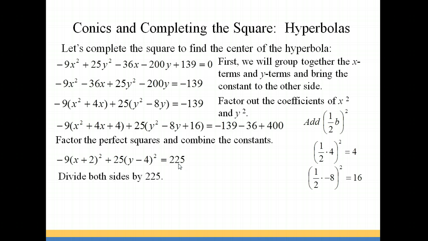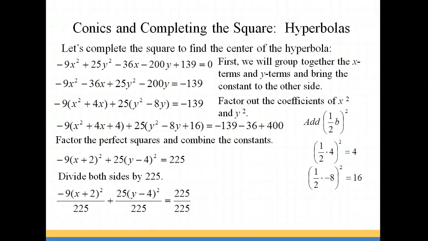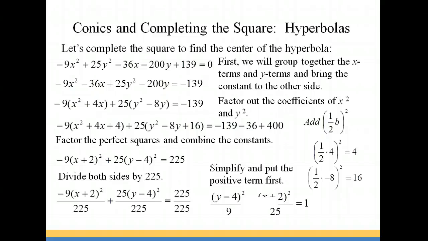Now we're going to divide both sides by 225. And we're doing that so that we get the equation set equal to 1. And we're also going to simplify and put our positive term first. So our positive term in this case is the y term. So where we had 25 over 225, that simplifies to 1/9. And where we have 9 over 225, it simplifies to 1 over 25. And I brought the negative here for the x.